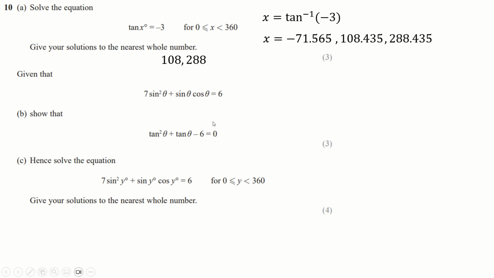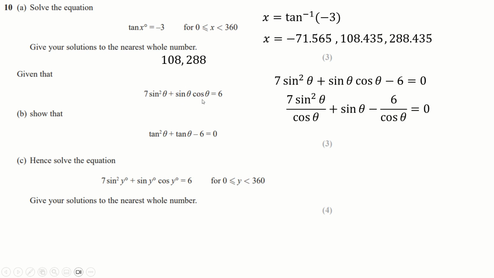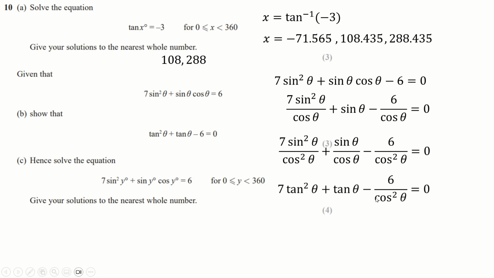There's a couple of really nice ways of doing it. What I decided to do was divide everything here. I moved the 6 over first, divide everything by cos, and then divide everything by cos again. And now this is tan squared, this is tan. So that's cool. What about this over here, though? Well, sine squared plus cos squared is 1.